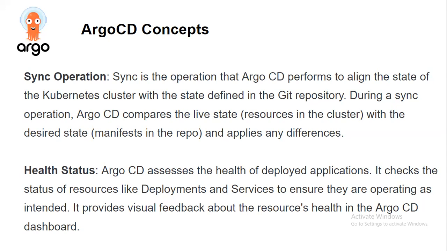Then next is health status. So let's check the health status concept. Argo CD provides a health status indicator for each application, showing whether the application is healthy or if there is an issue. The health information is based on the status of the resources in the Kubernetes cluster, and it provides visual feedback about the resource health in the Argo CD dashboard. So you can check the health status also.